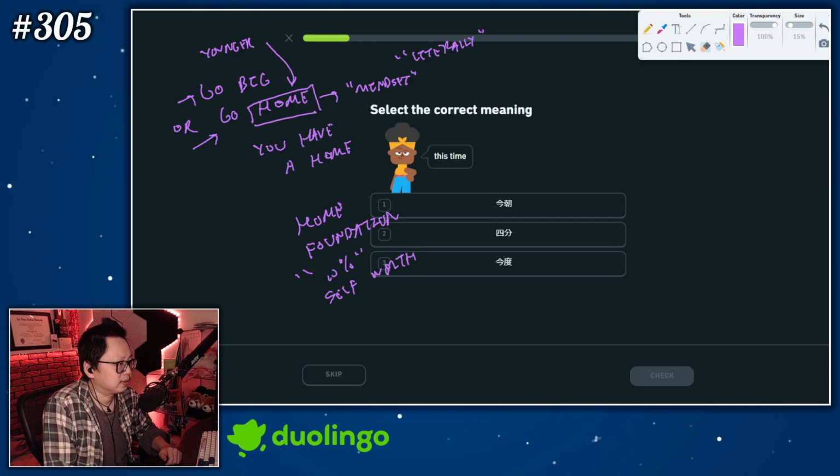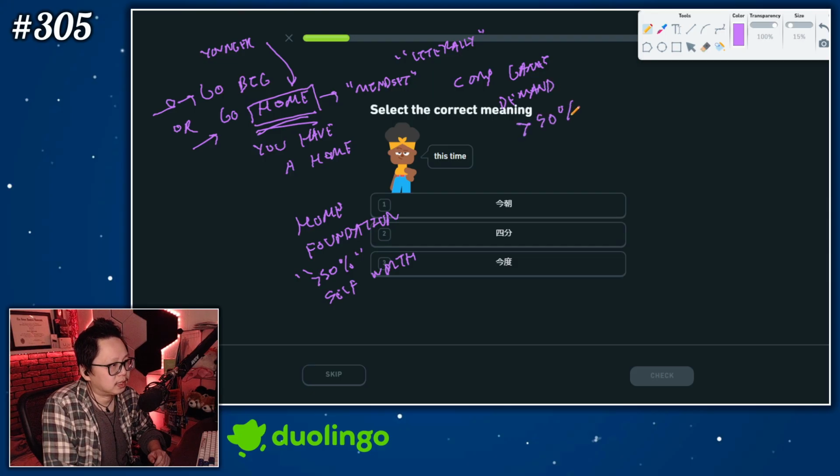Let's not do 70, that's kind of high. Let's just say greater than 50%. So if you have a home, you can try to gamble and go big or go home, provided you have a home to return to if it fails. I think comp games demand greater than 50% of your self-worth for youth.